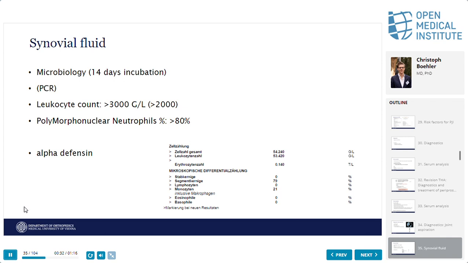And then you look for the leukocyte count. Here's the critical number, 3000, in all the classifications, no matter if EPCHIS or MSIS. And the other thing is the polymorphonuclear neutrophils. Here over 80% is the critical mass. Okay, and alpha defensin, do you use this one? Intra-op? Yeah, rapid test. Okay. For all the cases, it's quite expensive. Again, for some cases, because the patient has to pay. Ah, okay. Also an option.